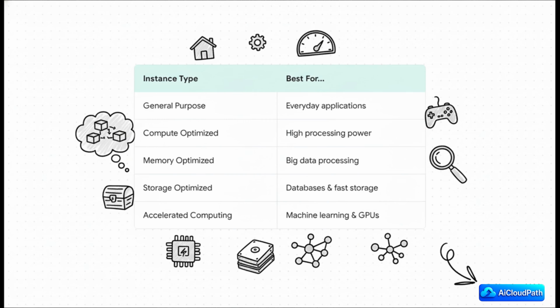General-purpose instances, those are your all-rounders, great for everyday apps. Compute-optimized are the muscle cars of the group, pure processing power for things like gaming servers. Memory-optimized instances are for when you're crunching huge amounts of data. Storage-optimized are all about lightning-fast access to files, perfect for big databases. And then you have accelerated computing, which uses specialized gear like GPUs for the really heavy lifting, like machine learning. The key here is that picking the right one is your first and best way to make sure you're not wasting a dime.